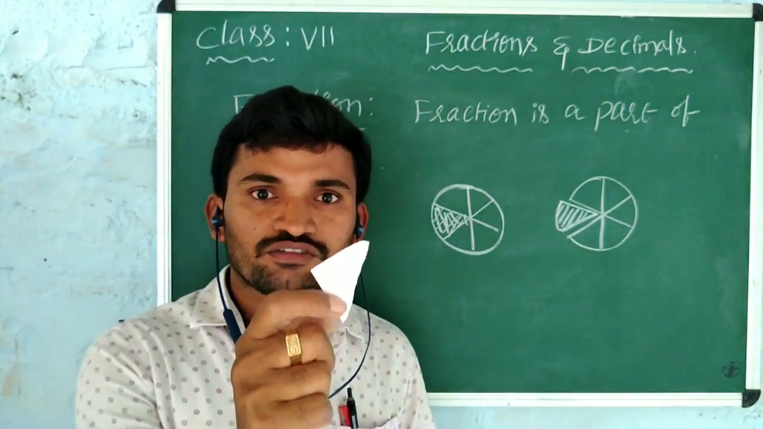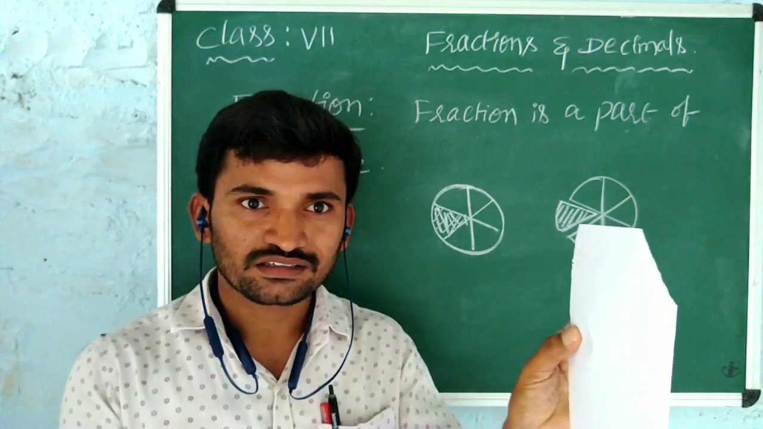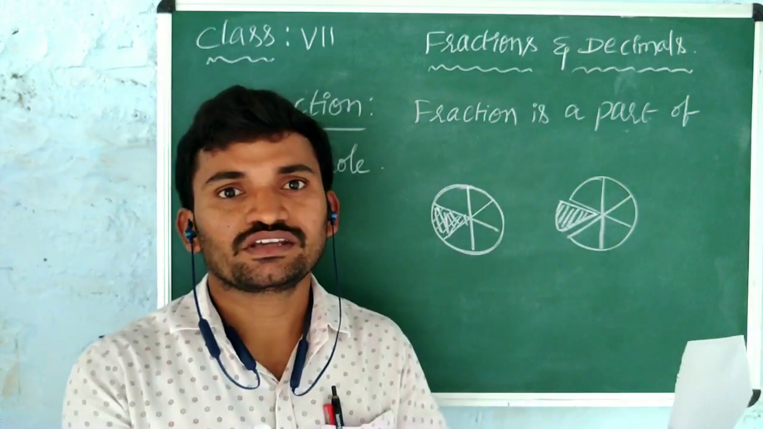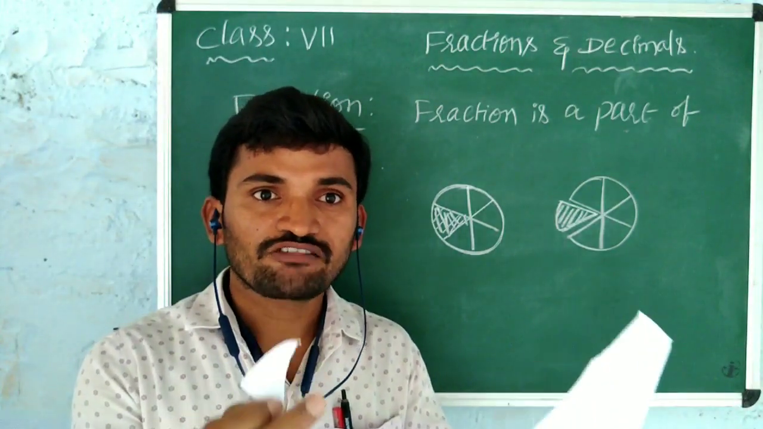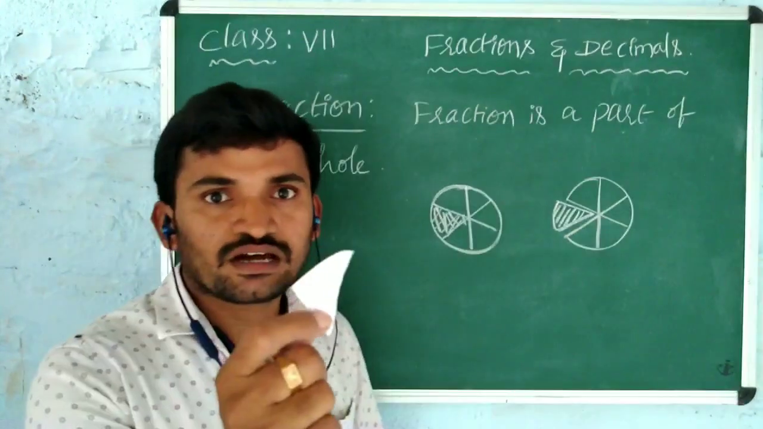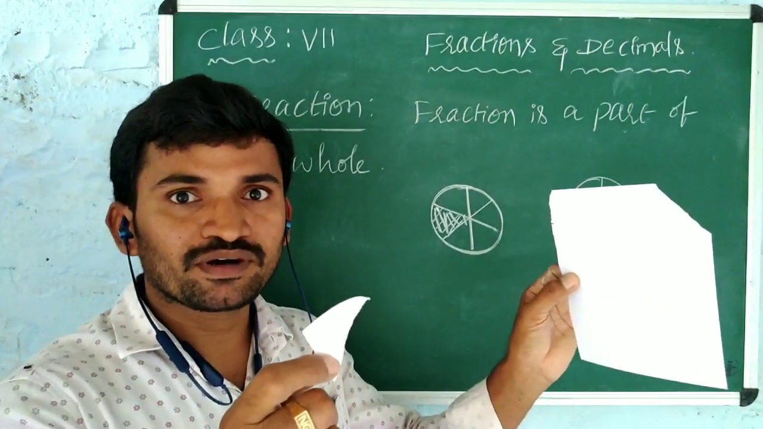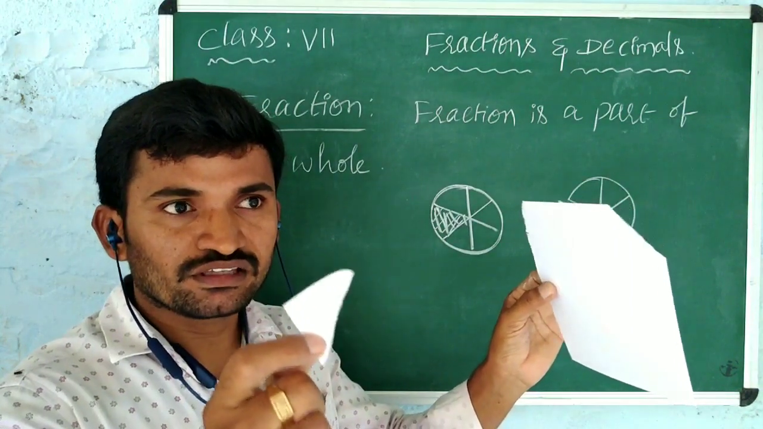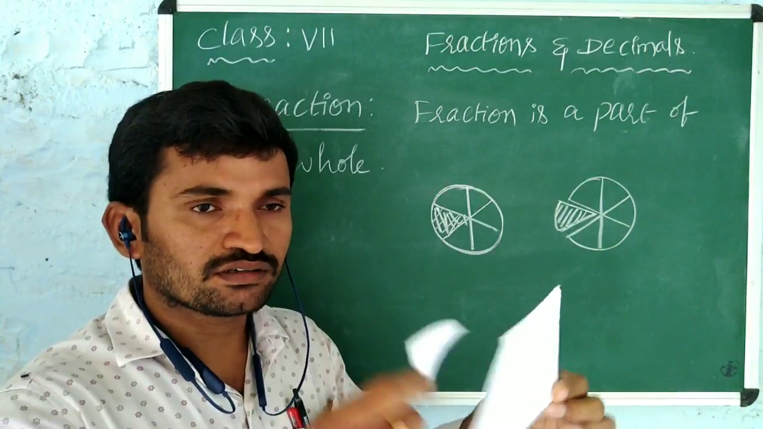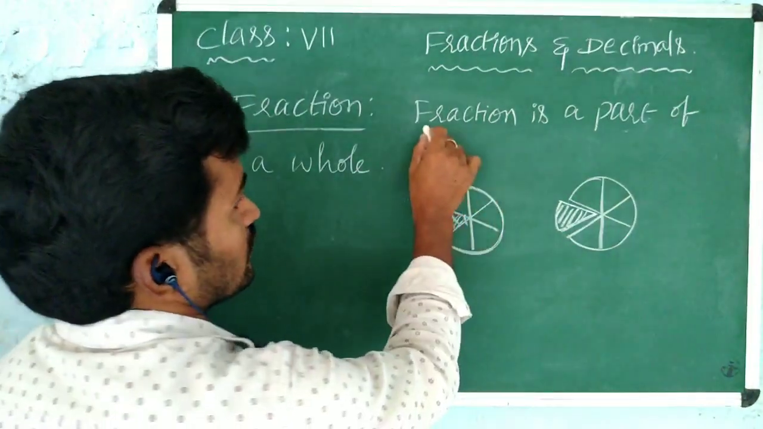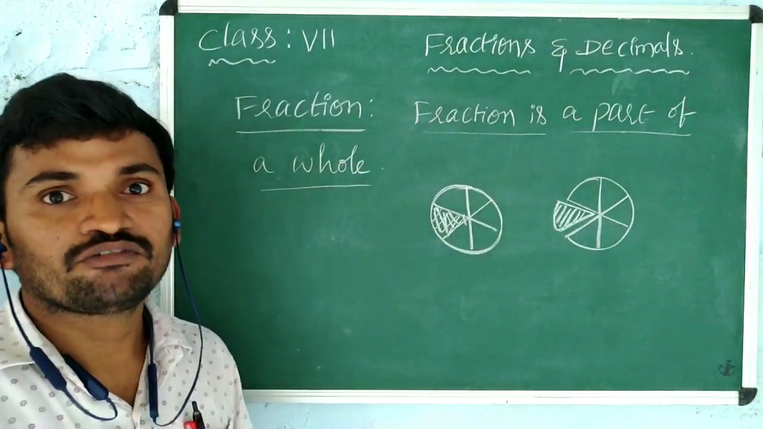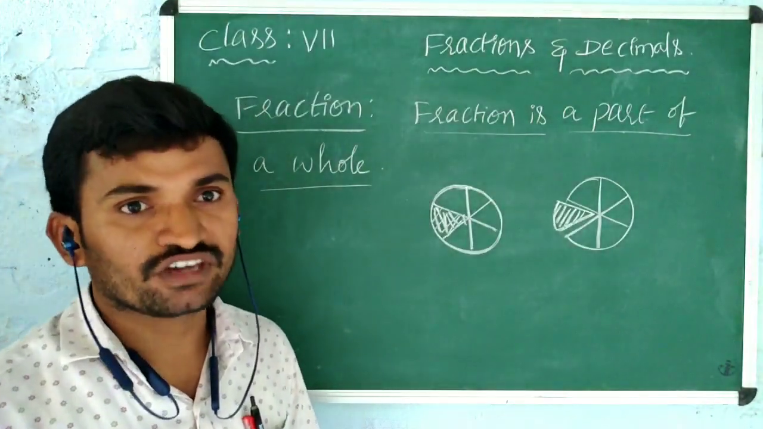So it is not a full paper. It is a part. It is also a part. Can we say both are equal? We cannot say. Equal means what? We have to divide equally. So this piece of paper is part of a whole paper. So a fraction is a part of a whole. Whole means one full paper or one full cake.